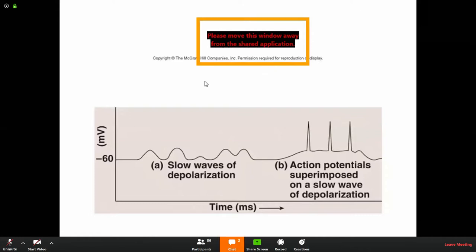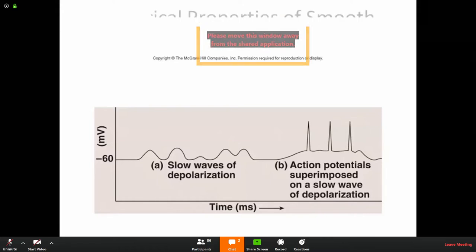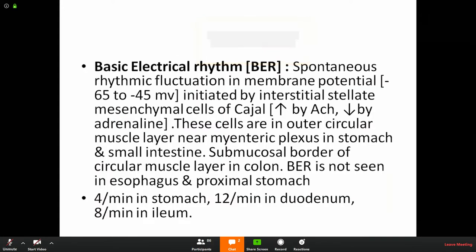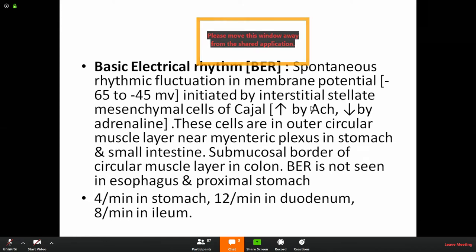So this slow wave of depolarization is known as basic electrical rhythm, and it is generated by the interstitial cells of Cajal, the mesenchymal interstitial stellate cells of Cajal. It is increased by acetylcholine, and it is decreased by adrenaline, or norepinephrine.